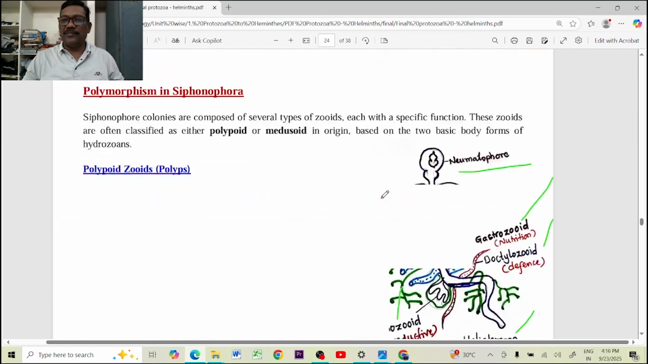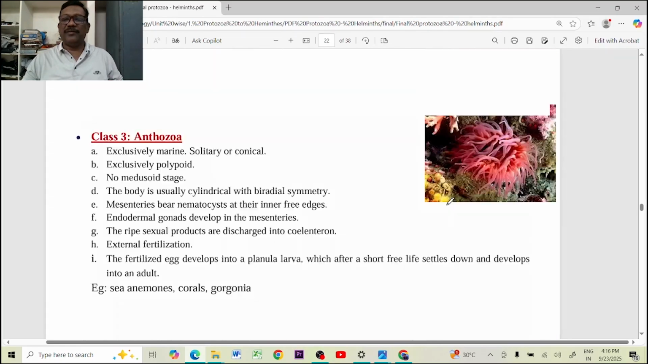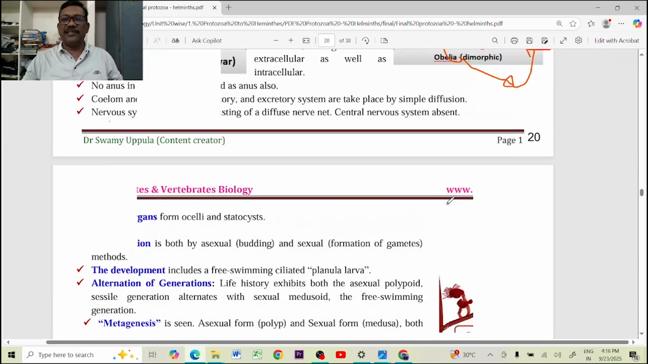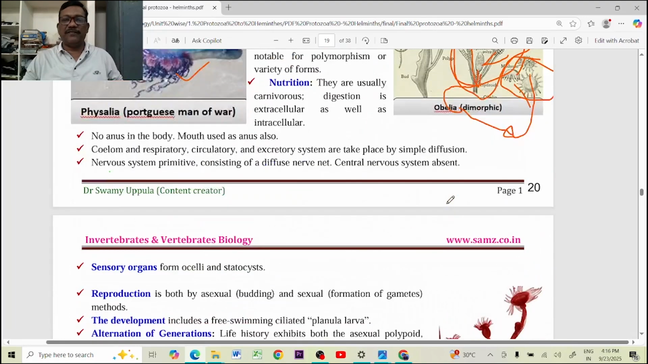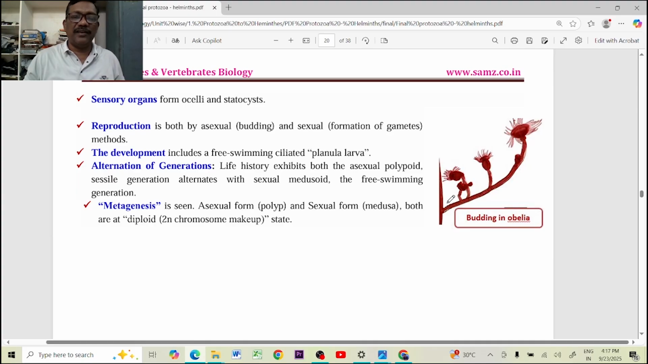For example, if you take Halistemma, more than two zooids are present: pneumatophore, gastrozooids, dactylozooids, gonozooids, and others. Four to six types of zooids are present in one colony. This is called polymorphism. Each one has a specific function. However, we will discuss polymorphism later, but now we are focusing on the general characters.